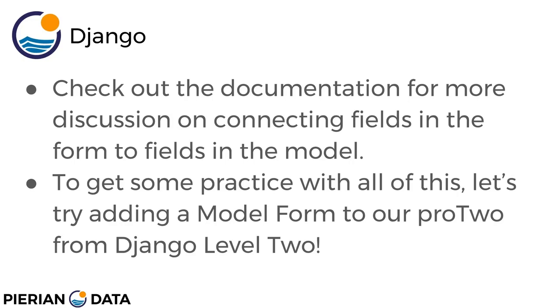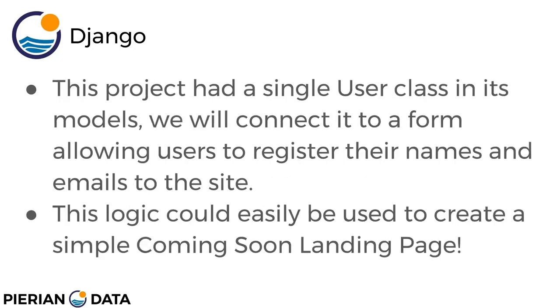Okay, so let's get some practice for all of this. What we're going to do is try adding a model form to our Pro 2, that second project from Django Level 2. So this project, if you remember, had a single user class in its models.py file. What we're going to be doing is connecting it to a form allowing users to register their names and emails to the site. And this sort of logic could easily be used to create a simple coming soon landing page.